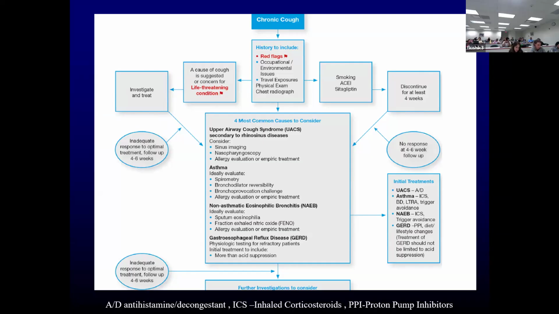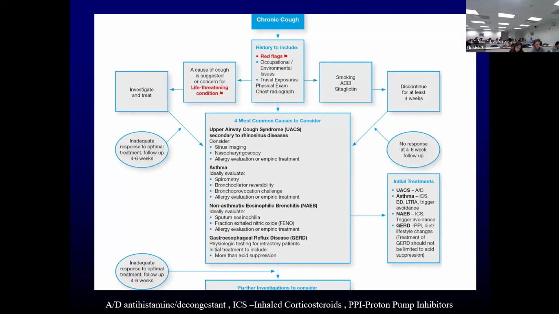But if the patient looks otherwise well and the workup is negative, look for medications, the 3 we talked about. Try to convince the patient to quit smoking, and then tackle these 4 disorders. How are we going to do that? For post-nasal drip, nasal steroids. For asthma, inhaled steroids. For eosinophilic bronchitis, inhaled steroids. For reflux, proton pump inhibitors.